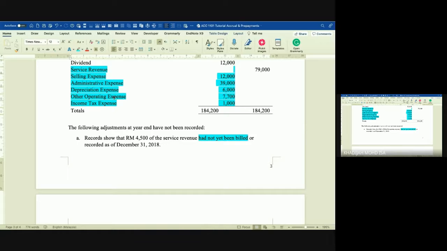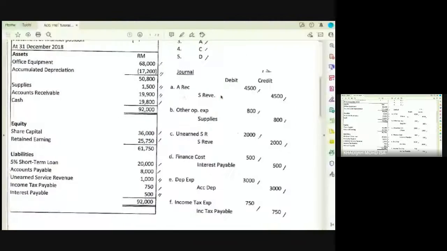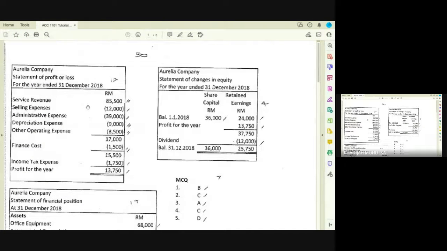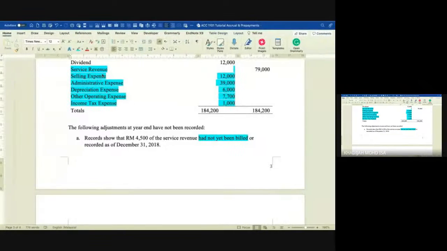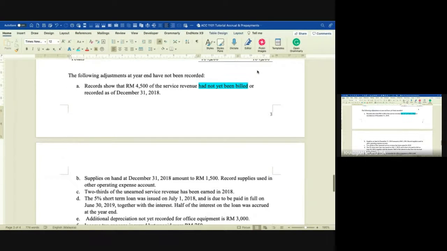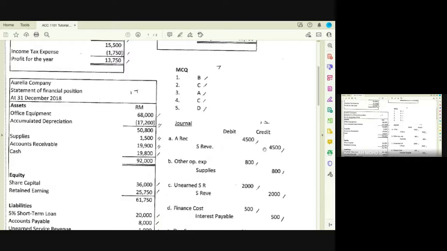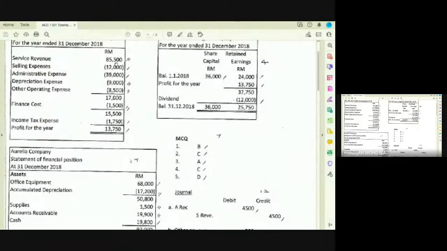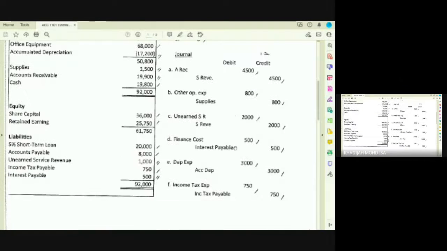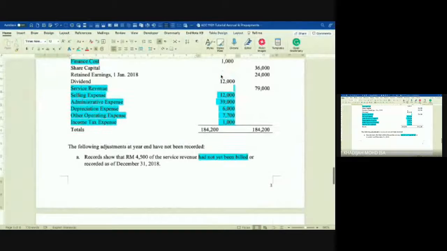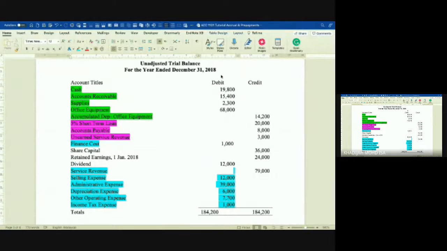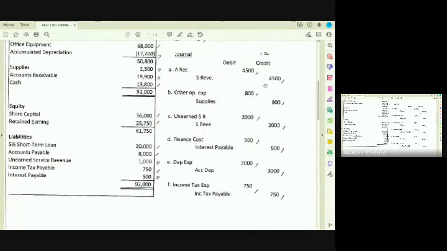For example, you have service revenue. Where is the answer? Your service revenue, remember, initially it was 79,000, but then you add your service revenue of 4,500. Credit 4,500, and then you have another one, 2,000 here. So revenue here means that initially it was 79,000, plus 4,500.